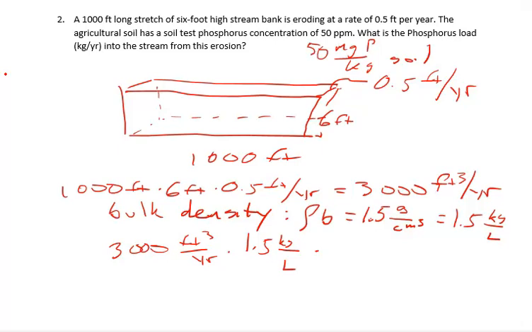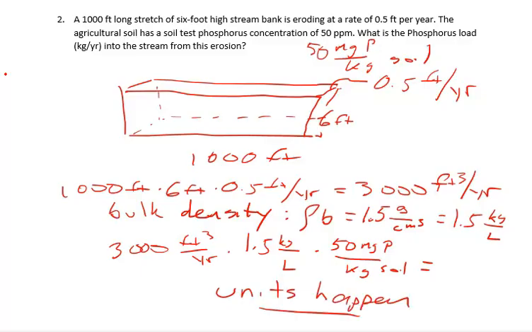And then I have times soil, 50 milligrams of phosphorus per kilogram of soil equals, not as much as you might think, but I'll write again here. Units happen. So obviously I can convert units in there, but that's what that's asking for, is calculate that out and get a mass of actual phosphorus that's going downstream.